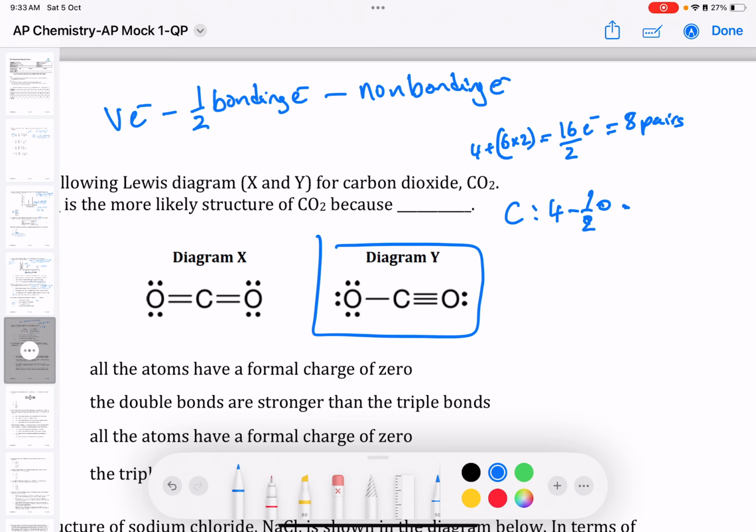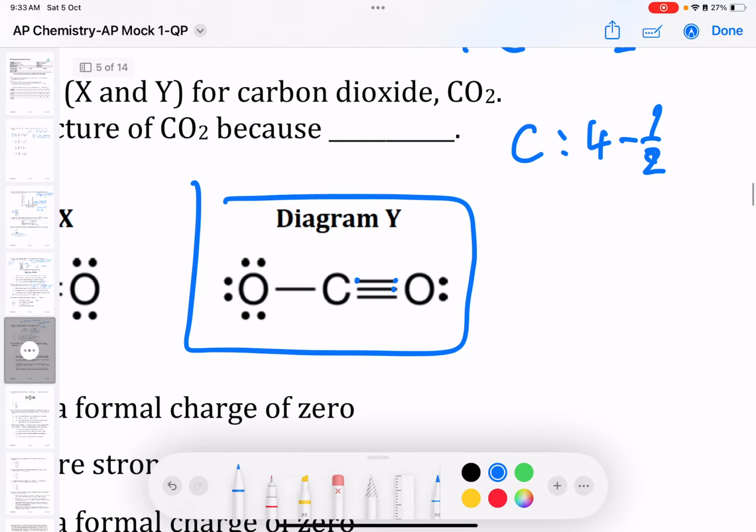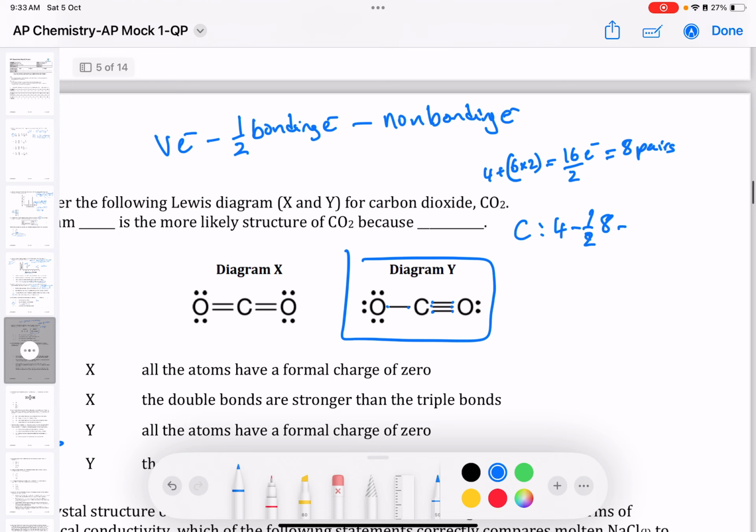Minus half the bonding: 1, 2, 3, 4, 5, 6, 7, 8, so half is 4. Minus 0 non-bonding. So it is equal to 0. So the formal charge of C is 0, which is good.